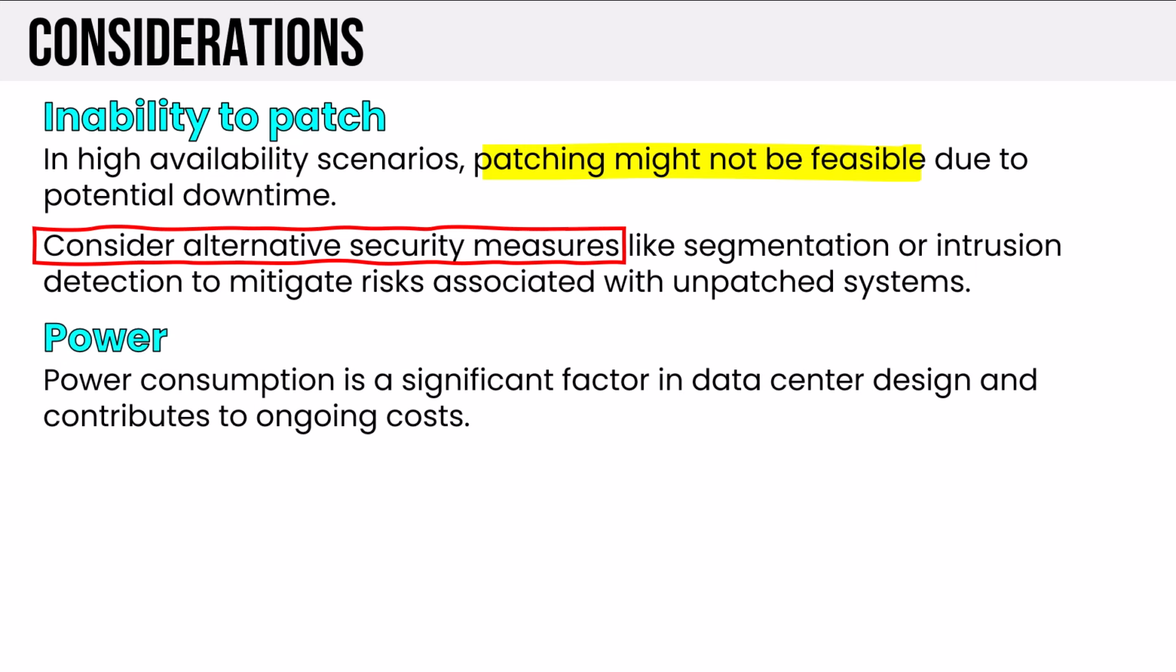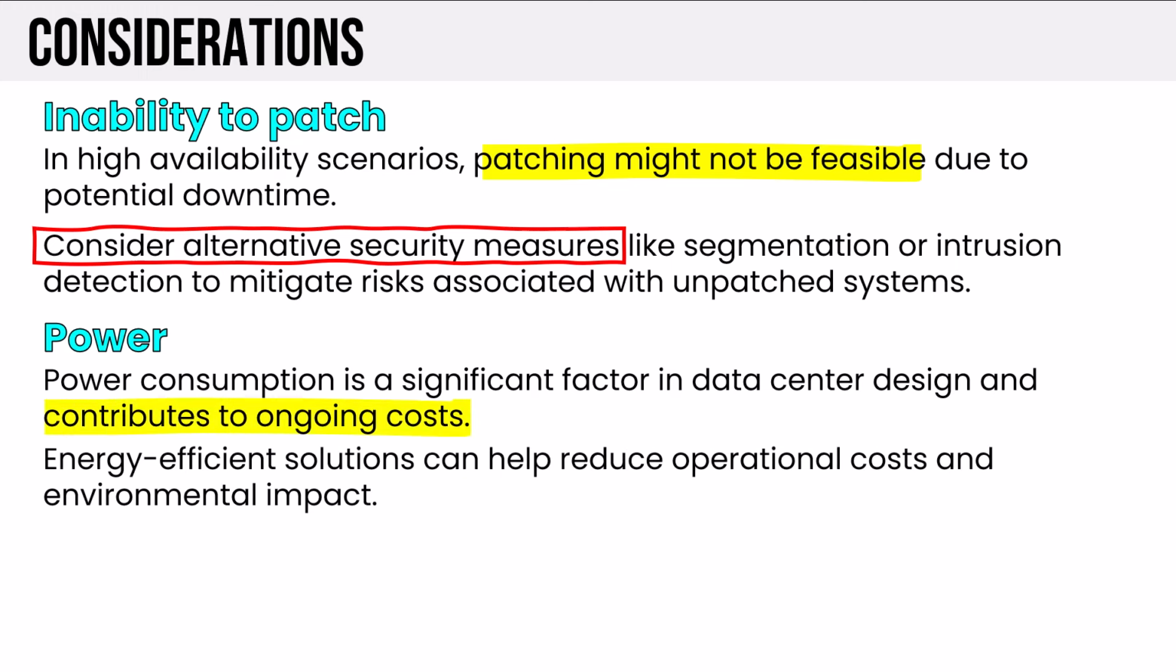Next, we have power. Power consumption is a significant factor in data center design, and it contributes to ongoing service operations costs. Keeping the lights on in an enterprise data center is not cheap, and energy-efficient solutions can help reduce operational cost and environmental impact, and power is also built into the service or solution price in the public cloud. So again, if we decide a situation is not financially feasible, we look for a way to transfer responsibility, and that's what we do in the cloud scenario.